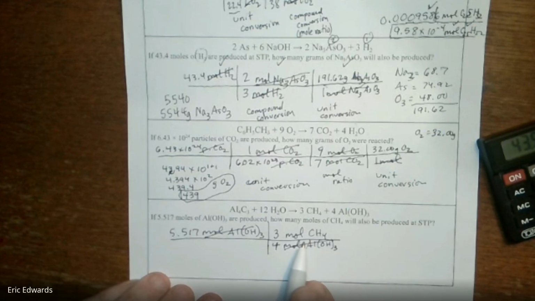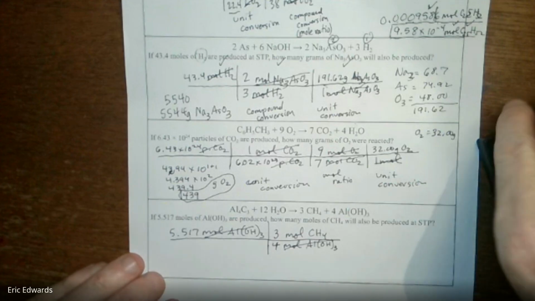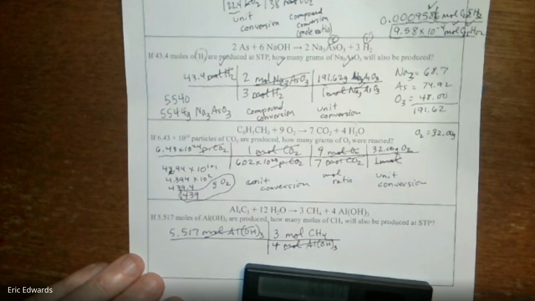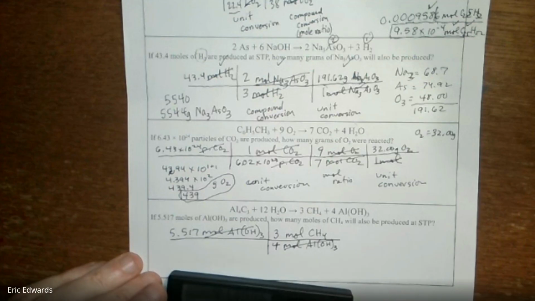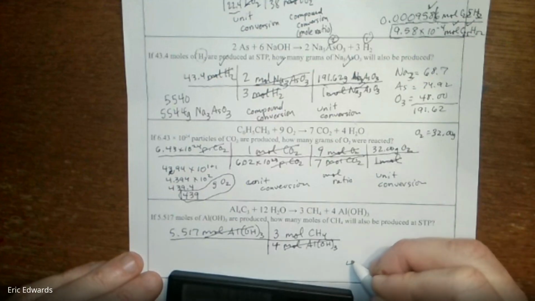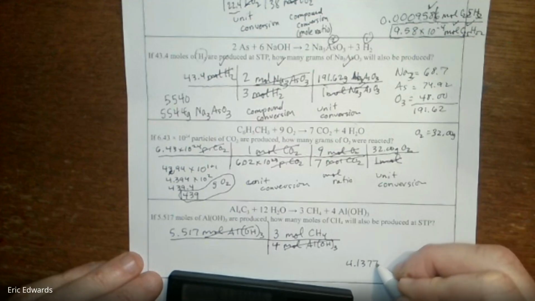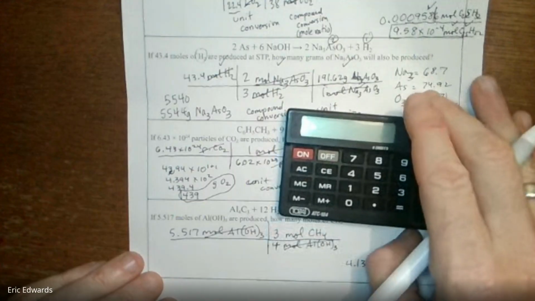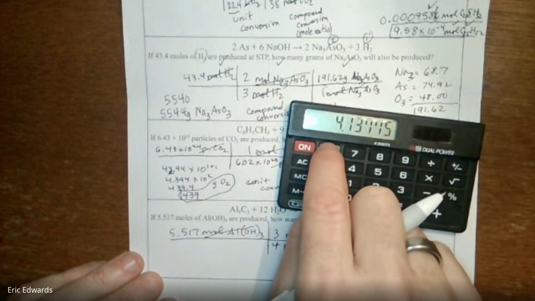And now, is my final answer, do I want it in moles? And the answer is yes. So literally, that's all I have to do. In this case, I'm just going to now do 5.517 times 3 divided by 4. And my first time putting that in the calculator comes up with 4.13775. Let me make sure that's true, because you never just want to believe it.